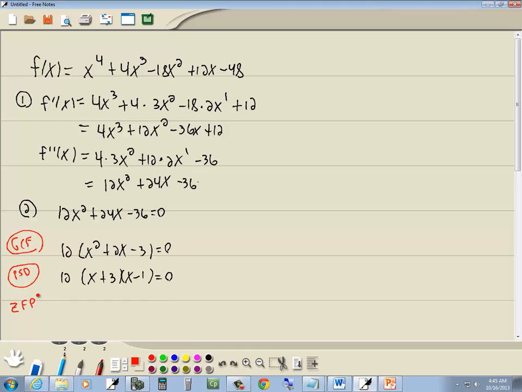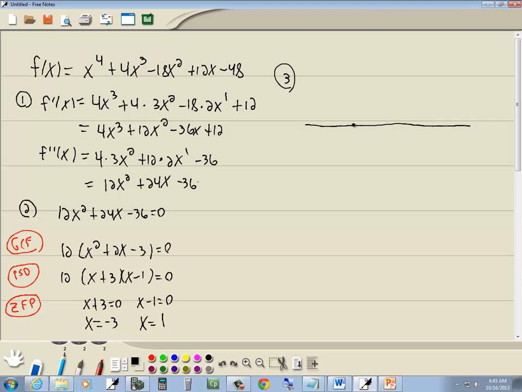Zero factor property says you get 0 on one side, you factor the other side, you set each factor equal to 0. So I'm going to set the x plus 3 equal to 0 and x minus 1 equal to 0. Probably doesn't do us a whole lot of good to set the 12 equal to 0 because we immediately drop it away anyway. It doesn't have a variable. So we get x equals negative 3 and x is equal to positive 1.